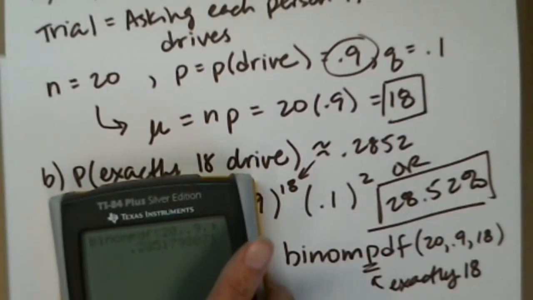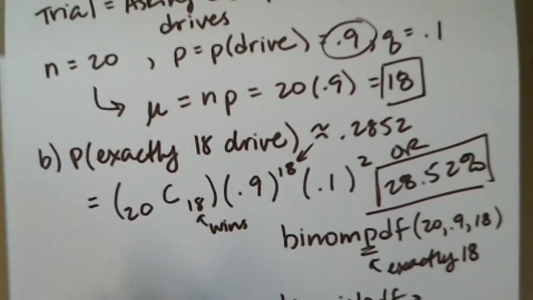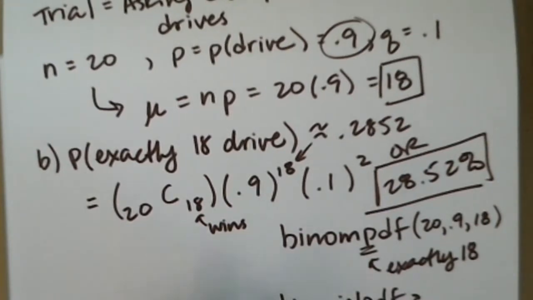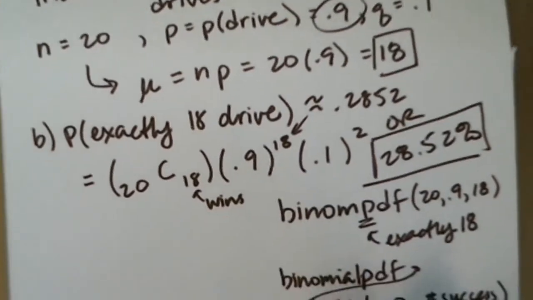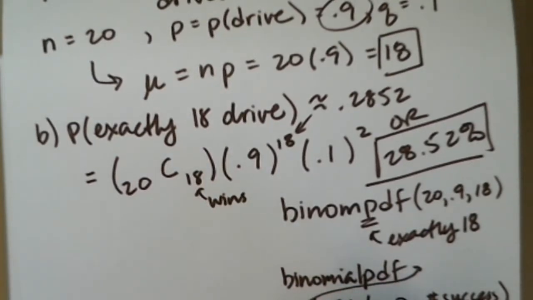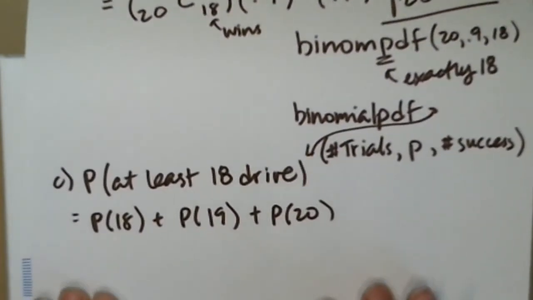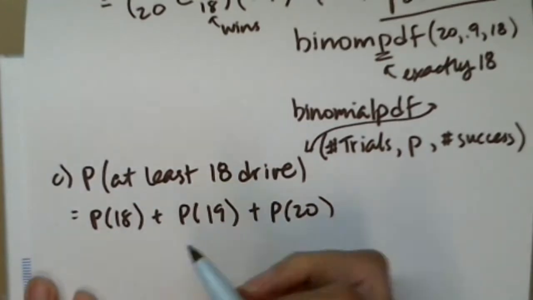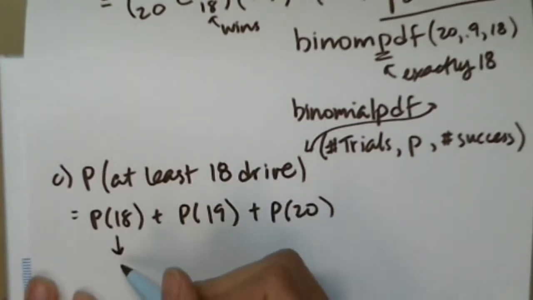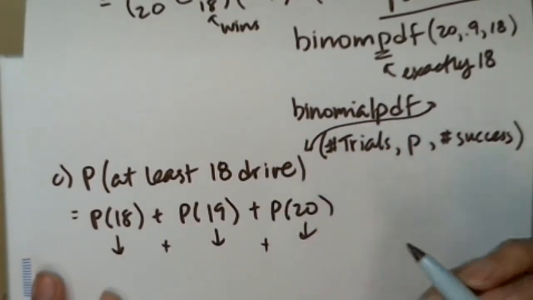Let's do another one that involves the CDF. So part C, let's find the probability that at least 18 drive. Okay, a couple things I could do. I could do the probability of 18 plus the probability of 19 plus the probability of 20, which would be a little bit of work. I'd have to do a binomial PDF for this one, or the formula, a binomial PDF for that one, and a binomial PDF for the 20, and add them all together.